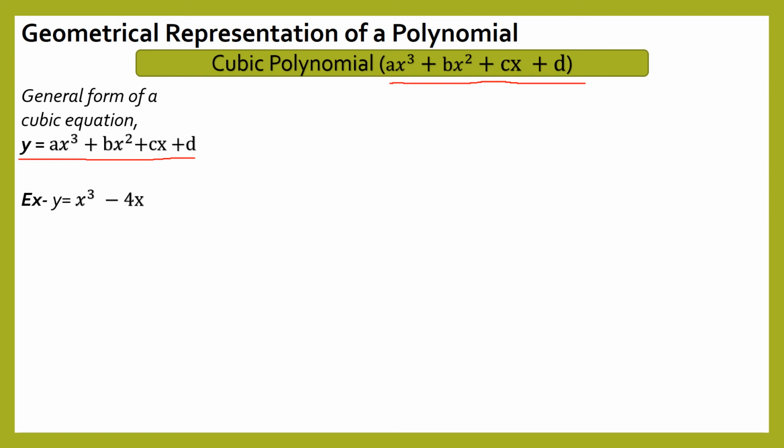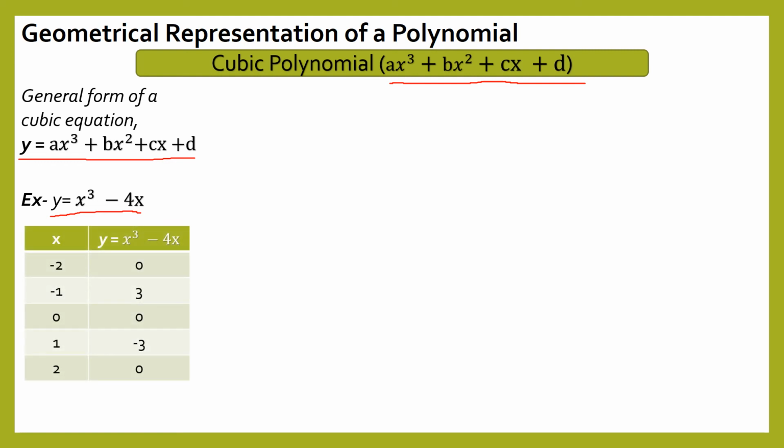So this is the general form of a cubic equation. We will take an example of a cubic equation. Y equal to x cube minus 4x is one cubic equation. Now we want to plot this equation on a graph paper. So in order to plot the curve for the cubic equation, we need coordinates, coordinates through which the curve traverses. So how do we get the coordinates?